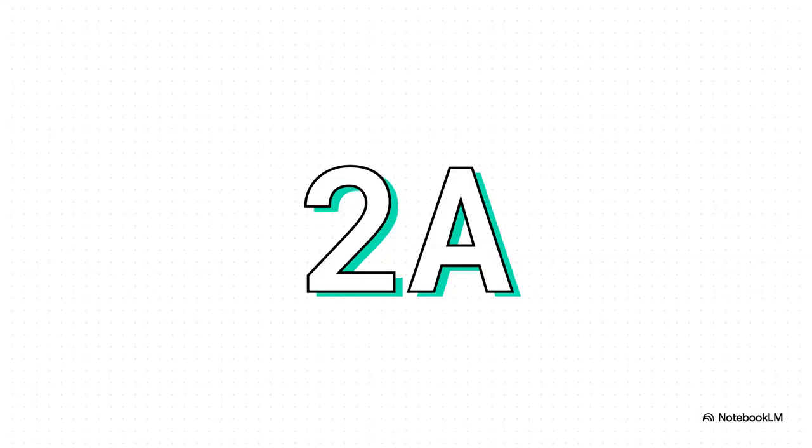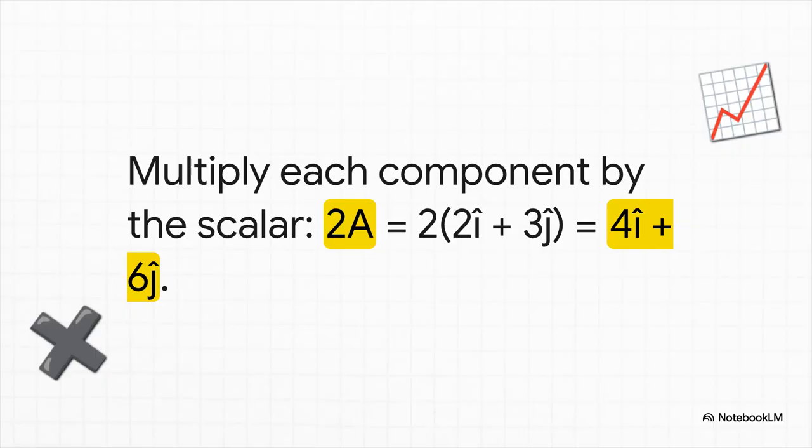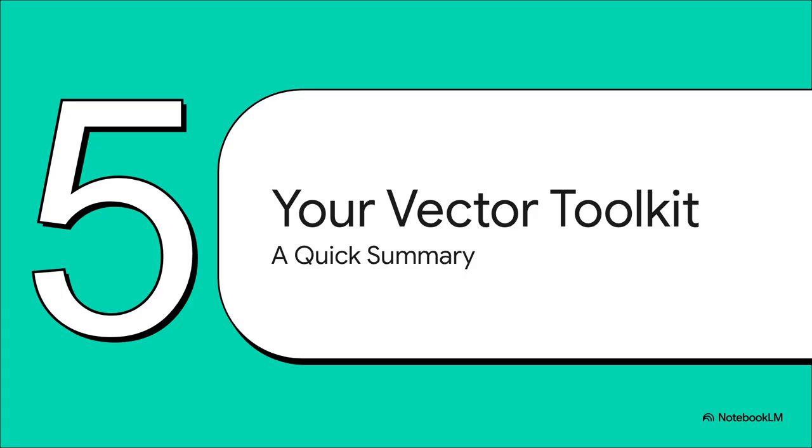Let's see this in action really quick. We're going to take our blue vector A and we're going to multiply it by the scalar 2. And the calculation is a piece of cake. You just distribute that scalar to each component inside. So we multiply 2 by the 2i to get 4i, and we multiply 2 by the 3j to get 6j. Our new vector is 4i plus 6j. It points in the exact same direction as our original A, but it's now twice as long. And there we have it.